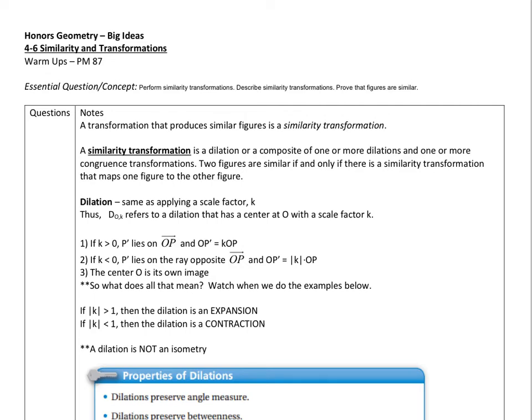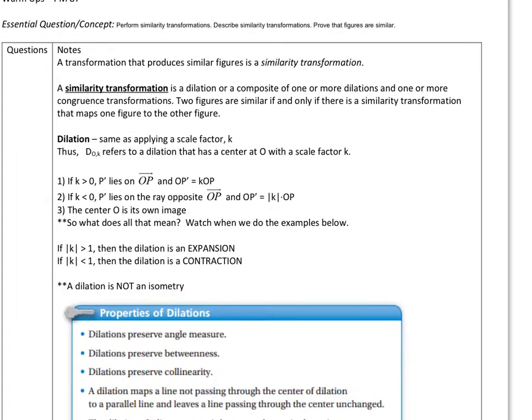We are going to do this next lesson on similarity and transformations. Basically, this is just an accumulation of what we've done, and it's pretty much a review type lesson. So let's get into it and talk about some of these things. All right, let's slide this up a little bit.